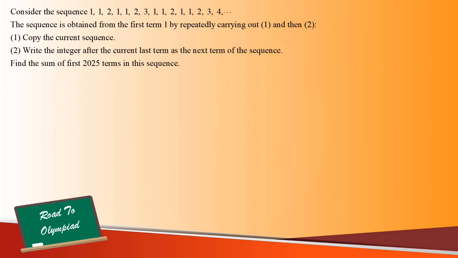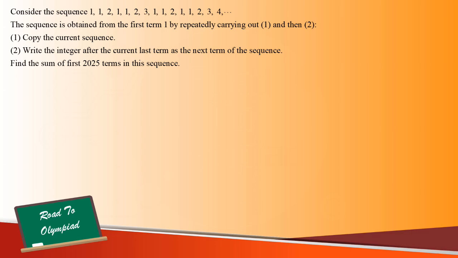Consider the sequence 1, 1, 2, 1, 1, 2, 3, 1, 1, 2, 1, 1, 2, 3, 4, and so on. The sequence is obtained from the first term 1 by repeatedly carrying out step 1 and then step 2. Step 1. Copy the current sequence. Step 2. Write the integer after the current last term as the next term of the sequence. Find the sum of the first 2025 terms in the sequence.